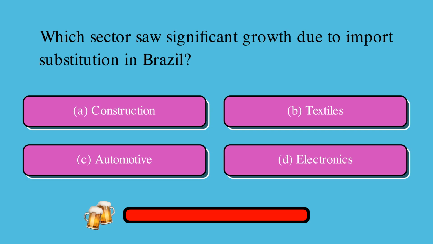Which sector saw significant growth due to import substitution in Brazil? Is it A, construction, B, textiles, C, automotive, or D, electronics? The correct answer is C, automotive.